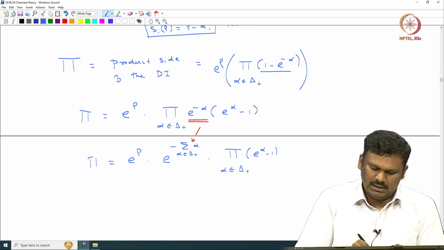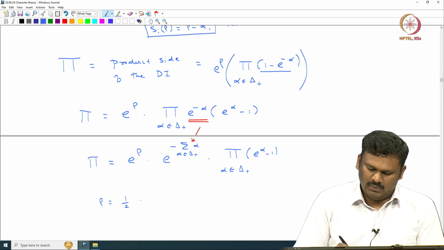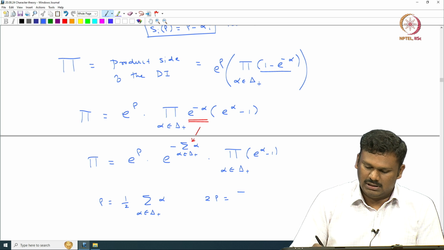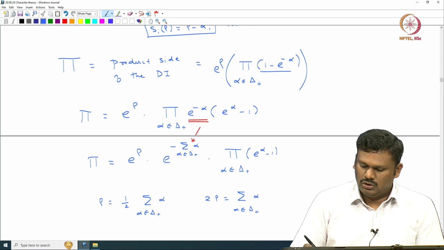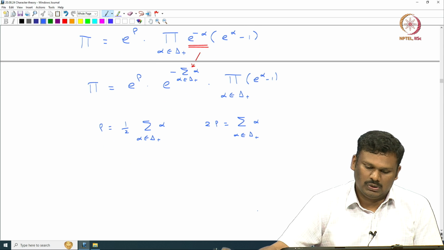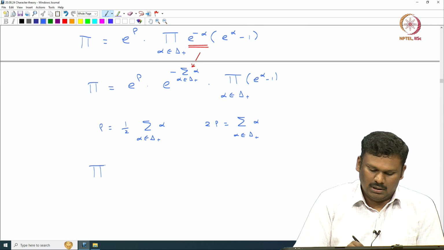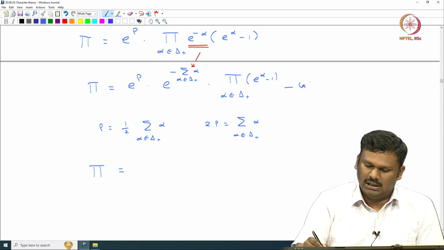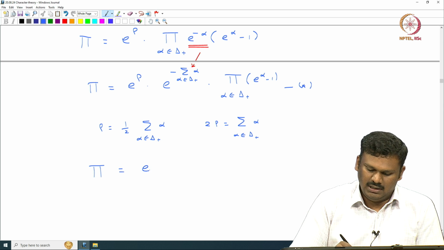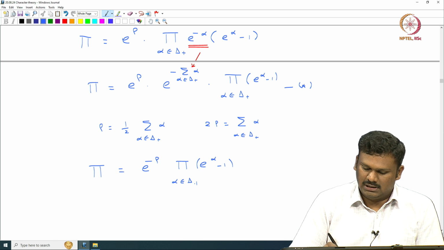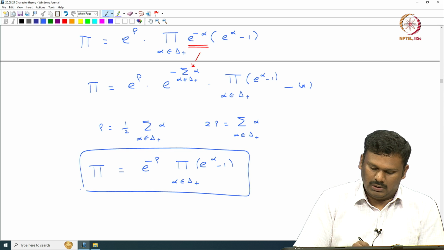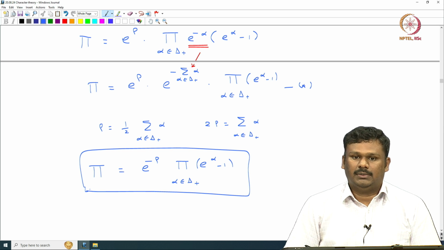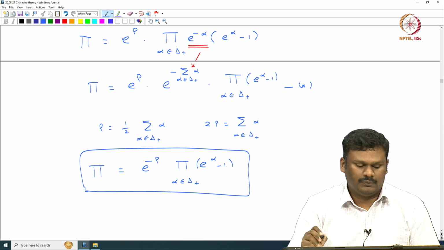Now note that rho is nothing but half the sum of positive roots. In particular, twice rho is just the sum of positive roots. So if we substitute this in equation star, then we get exactly e to the minus rho times the product of (e to the alpha minus 1), alpha in delta plus. Okay. So the product side of the denominator can be rewritten this way.